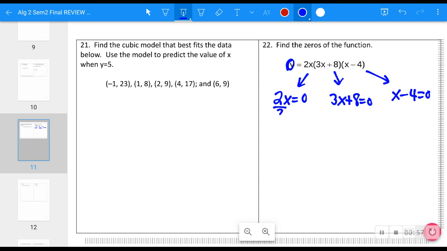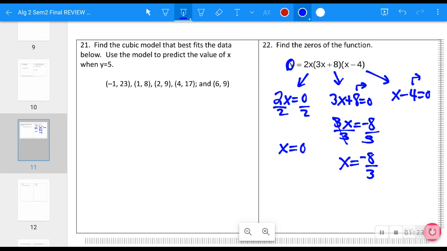The first one, we just divide everything by 2, and the actual zero is 0. Here we subtract 8 and divide by 3, and you get a zero of negative 8/3. They're called zeros because when you plug them in, they make the y turn out to be 0. And the last one here, if we take the negative 4 over and add it to both sides, we get x equals 4. So here are the zeros. There are 3 of them in this problem.